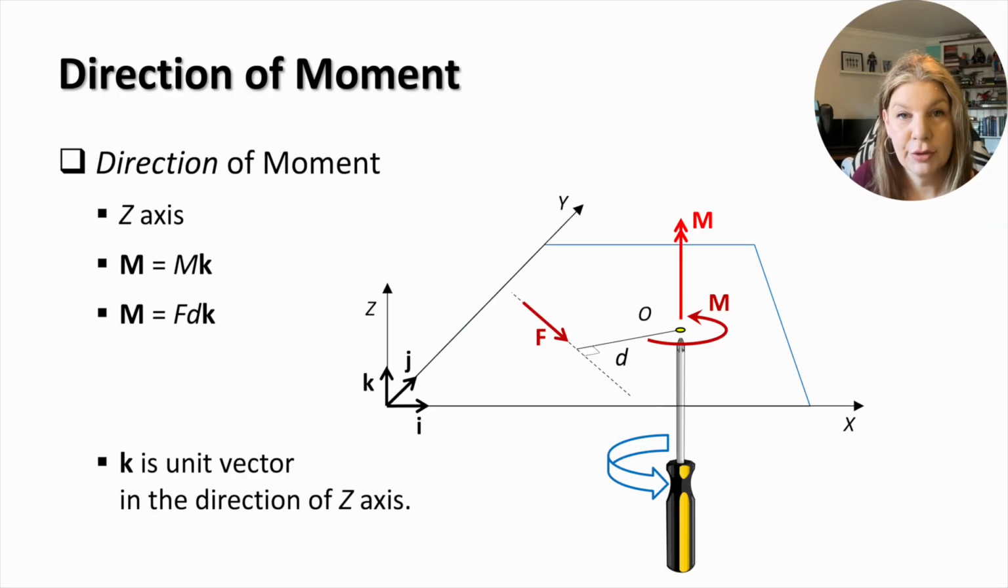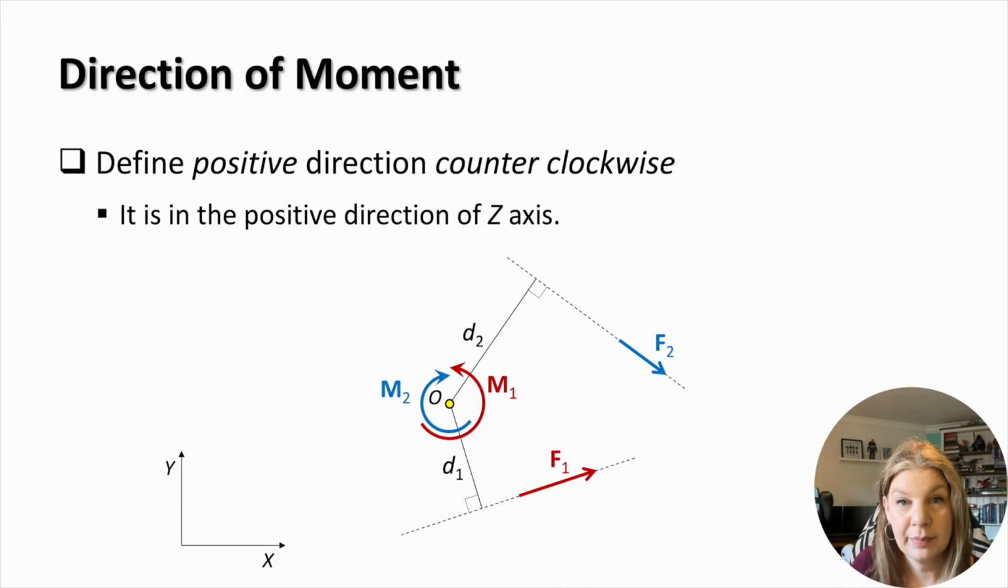Let's consider a right-hand coordinate system with a force in the xy plane acting in the way shown on the slide. Take point O on the right from the line of action of the force. In this case, the force will rotate around the point O with a counterclockwise moment, and the direction of this moment is in the positive direction of the z-axis. Note that unit vectors i and j and k define the directions of x, y and z axes. In the right-hand coordinate system, the counterclockwise moment in the xy plane will be positive because it will be in the positive direction of the z-axis. On the other hand, clockwise will be negative.